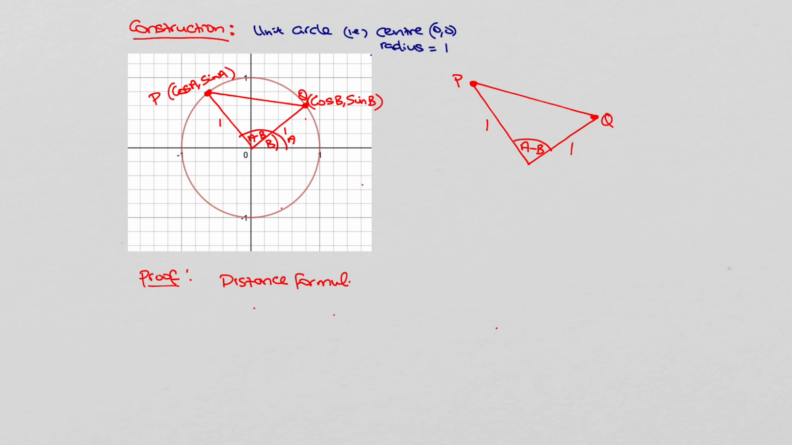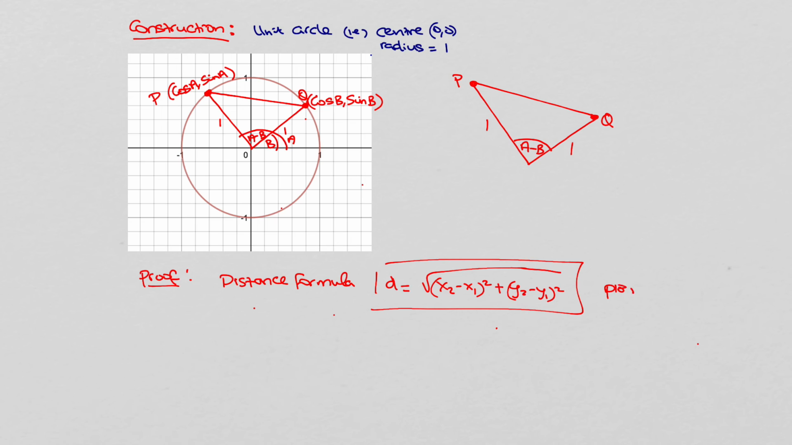And the distance formula is the square root of x2 minus x1 squared plus y2 minus y1 squared. And again, that's page 18 in your maths tables if you can't remember that formula. And we're finding the length of the side PQ. So if I go up to PQ there, it doesn't matter which one I call x1, y1 or which one I call x2, y2. It makes no difference.